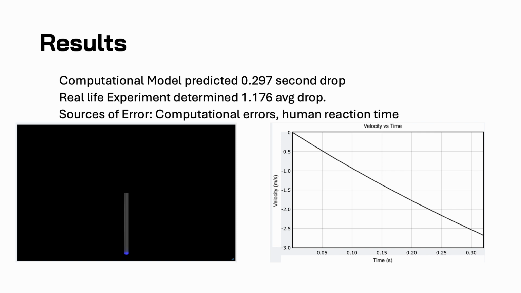We predicted a 0.297 second drop. The real-life experiment determined a 1.176 second average drop. So the sources of error here were likely computational errors or human reaction time. It's definitely somewhat human reaction time, but it's also possibly computational errors since that difference is so large, and the baseline drop of the magnet itself was 0.31 seconds. So this has to be some computational error.